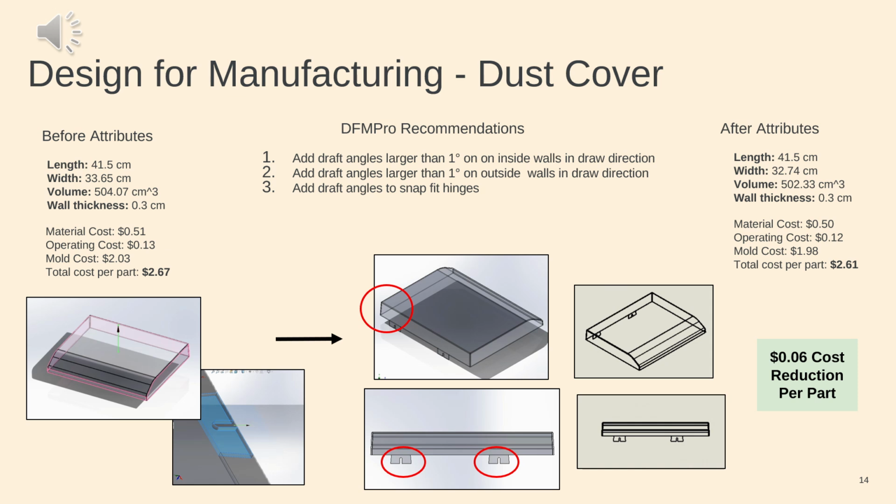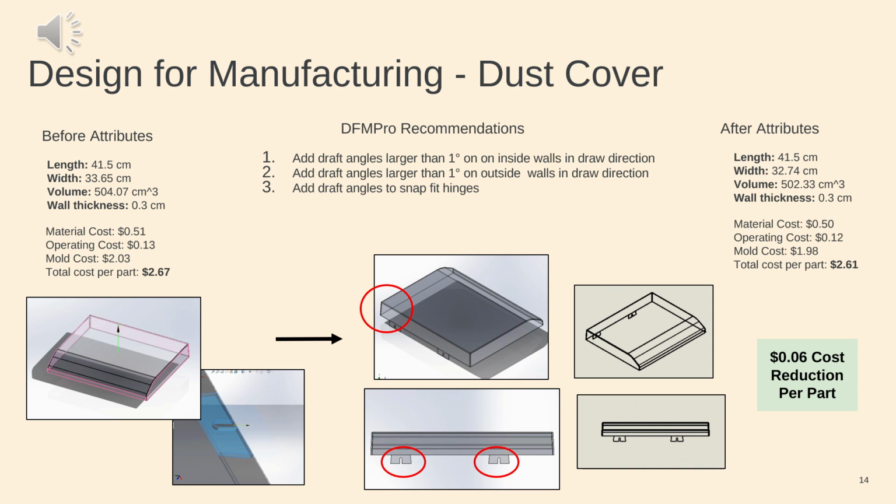Next, we selected two components of the record player assembly to improve for design for manufacturing. We specifically chose parts that were variously manufactured so that we could evaluate them and take recommendations from DfM Pro. The first part is the dust cover, which is an injection molded plastic part. In DfM Pro and SolidWorks, I took the newly designed dust cover with the two snap fit hinges and recorded the dimensions as well as calculated the total cost per part, which came out to $2.67.